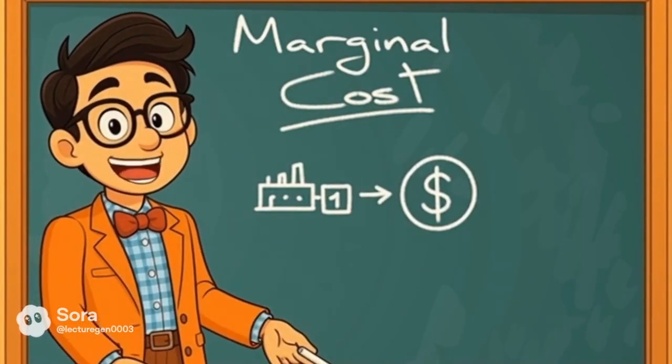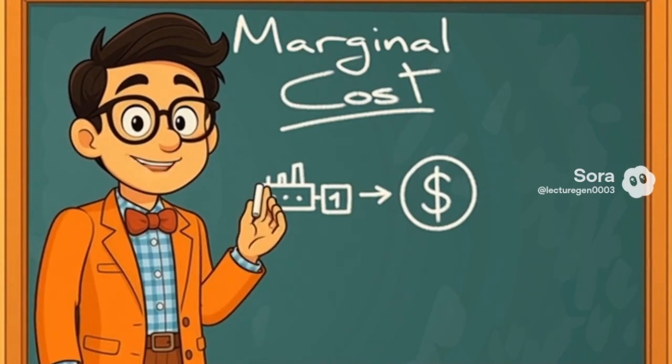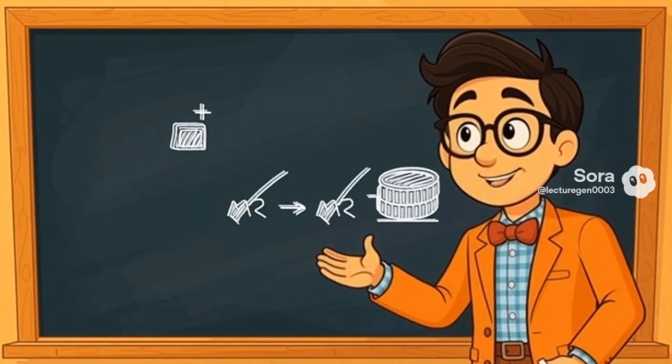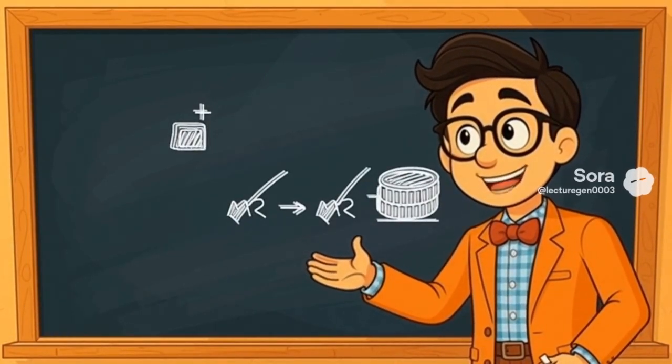Finally, we have marginal cost, the cost of producing one more unit of output. Marginal cost plays a critical role in production decisions, since firms compare it to the marginal revenue they earn from selling that extra unit.